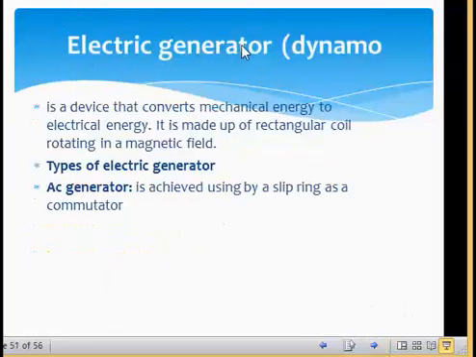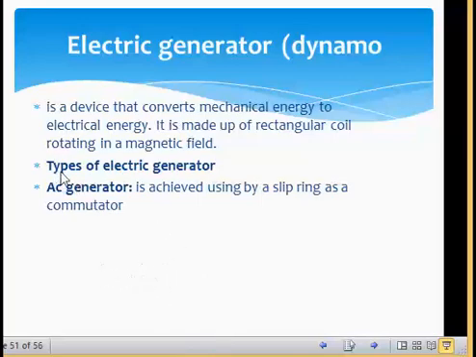Let's start with the electric generator or dynamo. An electric generator is what is used to generate electricity, basically by converting mechanical energy to electrical energy. So an electric generator is a device that converts mechanical energy to electrical energy. It is made up of a rectangular coil rotating in a magnetic field. When you place a rectangular coil of wire inside the magnetic field and rotate it, then according to Faraday's law, the change in the external magnetic field linking the coil will cause an EMF to be generated.